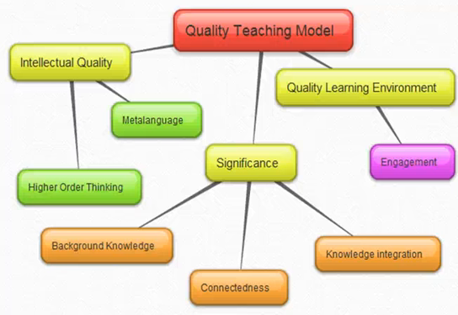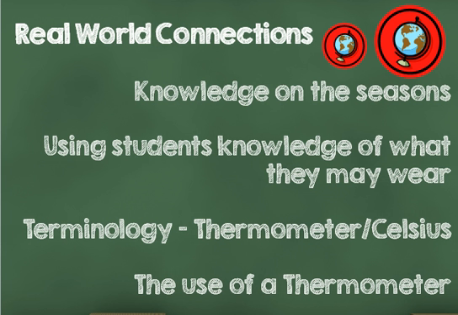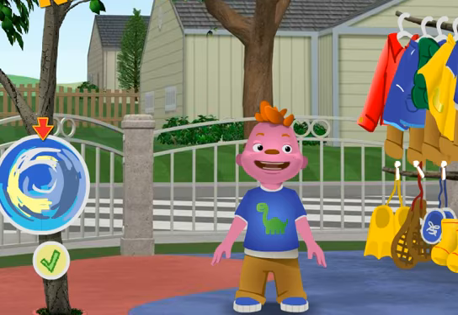The activity is connected to students through the use of their familiar objects, clothing and weather, and is able to be integrated into other key learning areas. Quality learning environment is addressed through the engaging activity. Engagement is established through the interactive technology-based activity and is established through the connectedness of students' knowledge. Real-world connections are seen through familiar terminology, knowledge of seasons and the use of familiar objects.